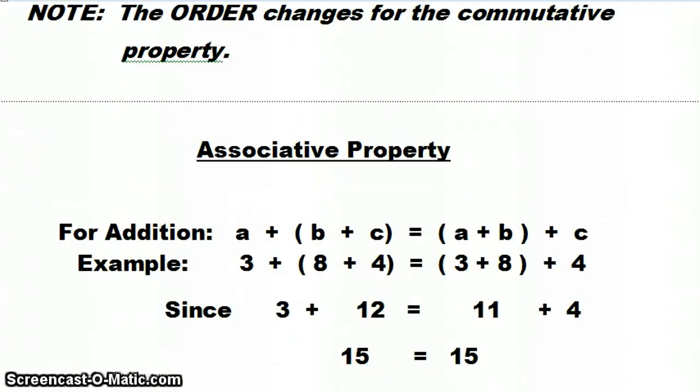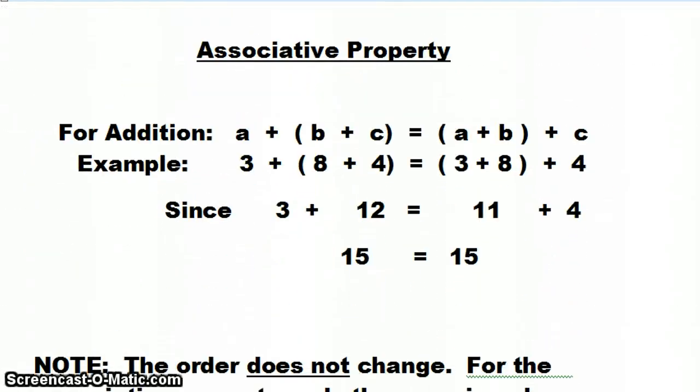The next property that we're going to talk about is called the associative property. For addition, it's stated as A plus the grouping of B plus C is equal to the grouping of A plus B, and then that added to C. Our example that you see here has 8 plus 4 gives us a 12, plus the 3 gives us 15.